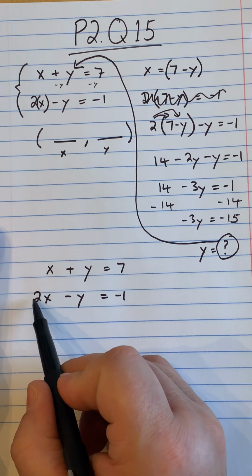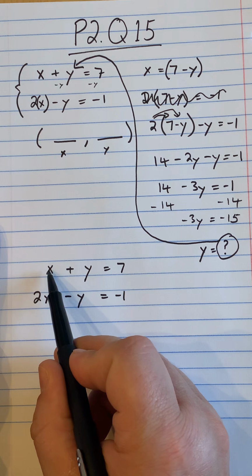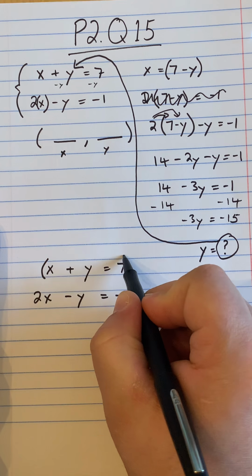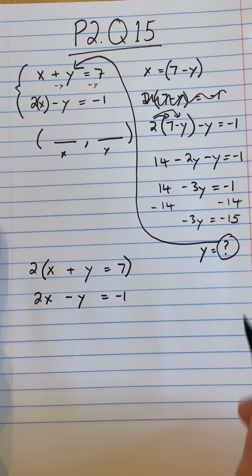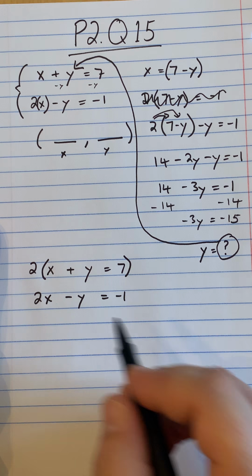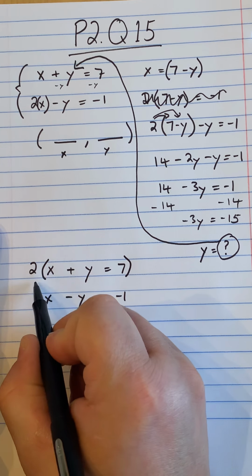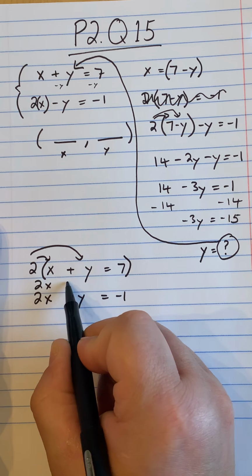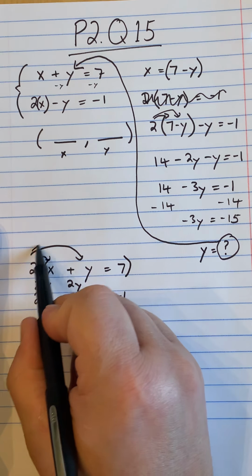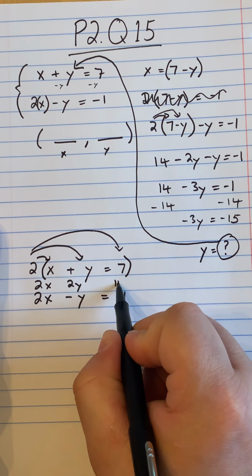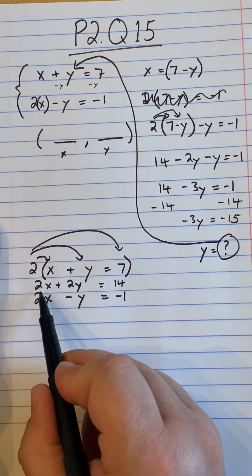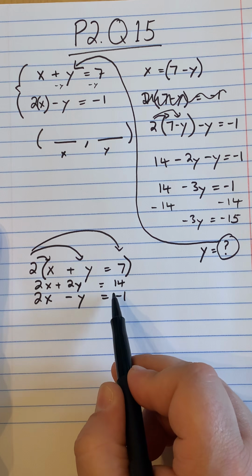So I noticed that this is 2x, and it would be very easy for me to turn this into a 2x by multiplying it by 2. So if I simply take this whole equation and multiply everything by 2, well, what would that be? Well, 2x is 2x, right? 2 times y would be 2y, and 2 times 7 would be 14. Okay? So now I have 2x plus 2y equals 14.